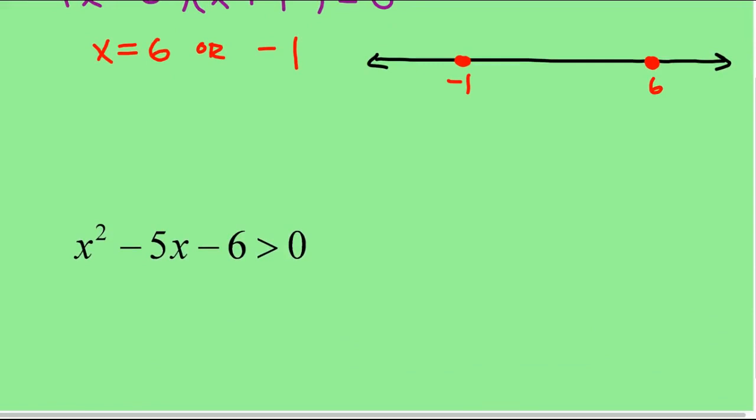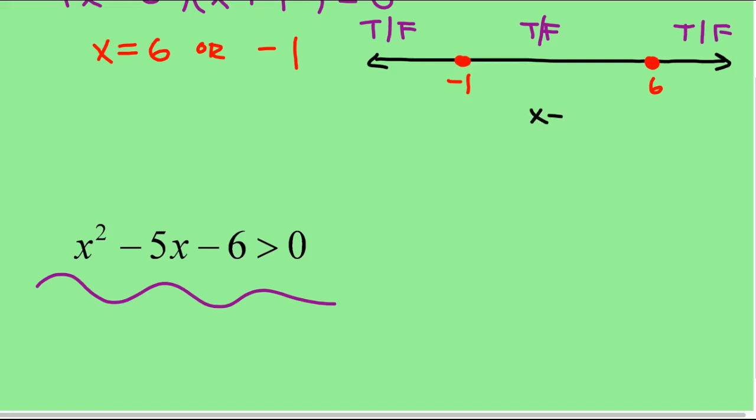So if I'm going to solve this inequality here, I want to know where this is going to be true or false. So is it going to be true or false in between there? Or is it going to be on the outsides of those? So it's either going to be in between -1 and 6, all the values for x in between there, or on the outsides. So what's the best number to check again?